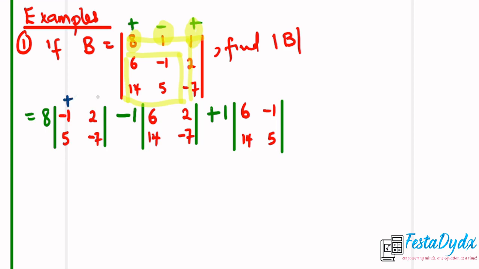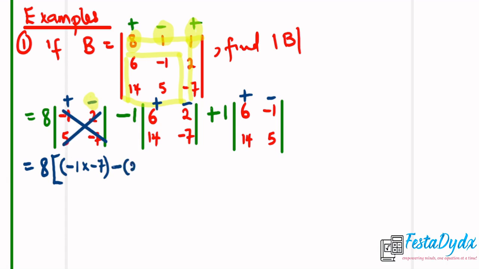So we'll have our plus, minus, plus, minus, plus, and minus. So this is going to be 8 in a bracket. Then let's have our inner brackets for the product of the diagonals. So minus 1 times minus 7 is what we're going to have first. Then we'll have our minus sign. Let's not forget that. Minus sign for the second diagonal. Then the second diagonal will have 2 times 5. So let's close this bracket and go to the next one, which is minus 1.